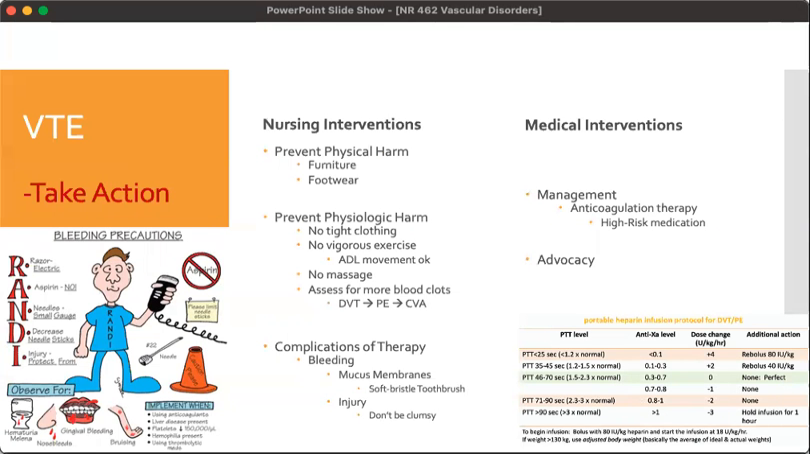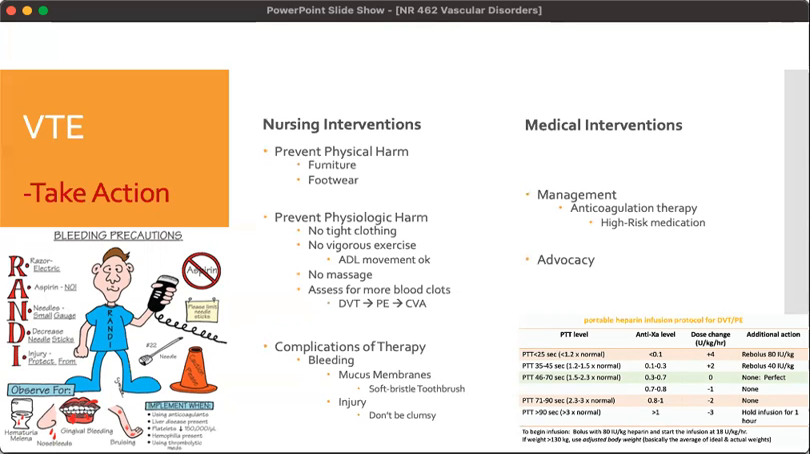So the actions we're going to be taking as nurses. First, prevent physical harm in our patients. So we need to make sure that their environment is safe and that they remain safe. Watch out for furniture they can hurt themselves with. Make sure they're protected. People interact with the world typically, most often, with their feet. So make sure their feet are protected.